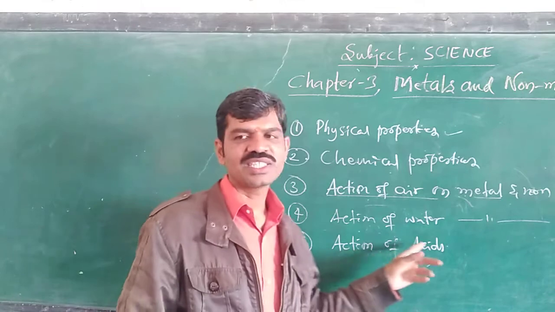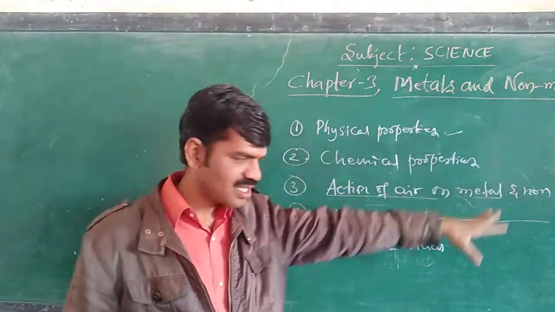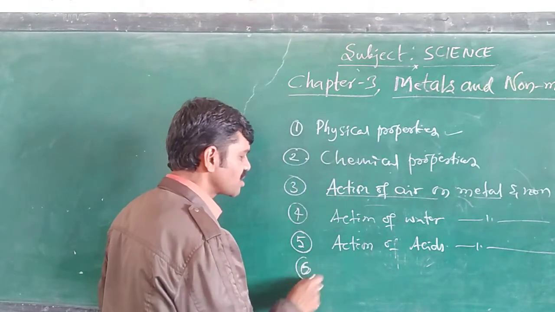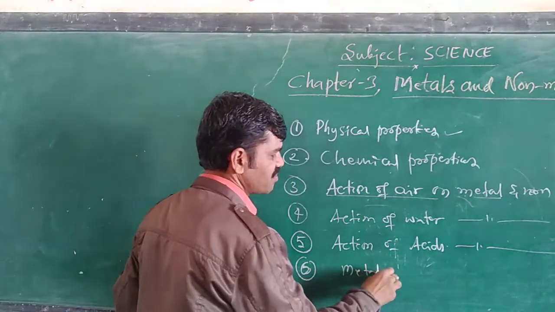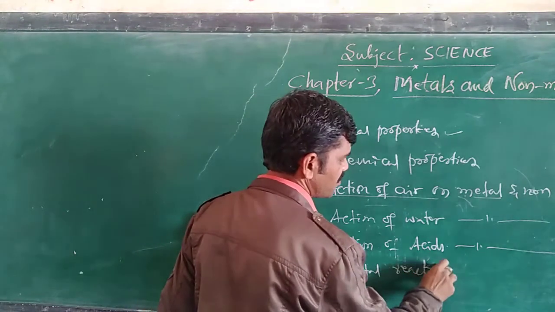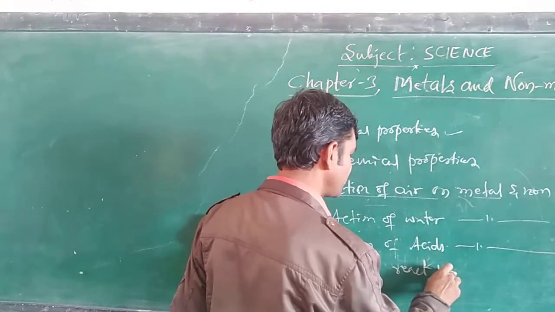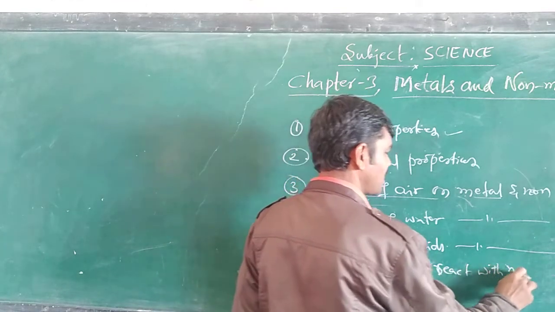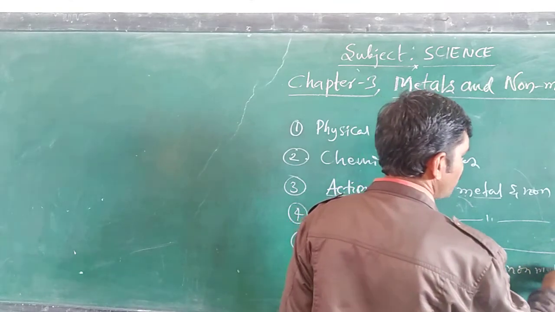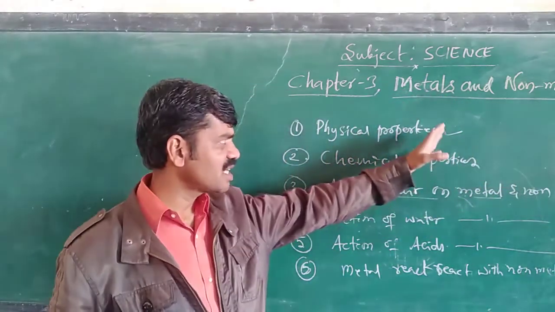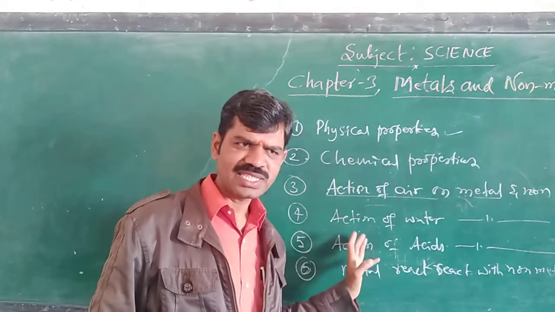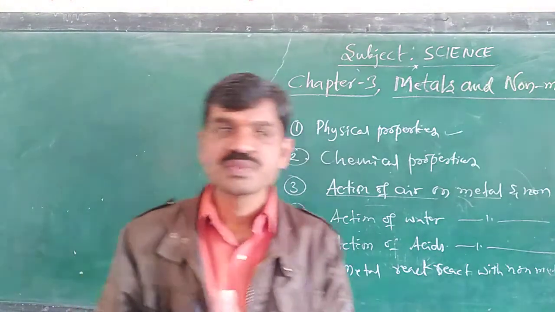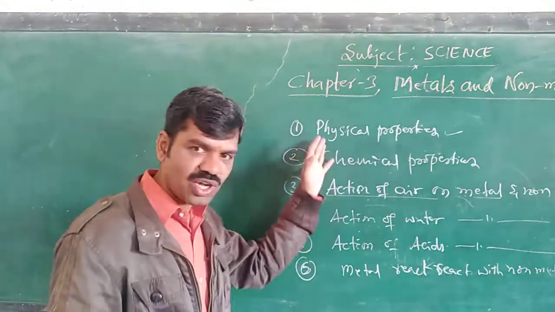How do these acids react with metals and non-metals? And how does metal react with non-metal? We know that metals and non-metals are going to react with air, water, acid. Then what happens when metal is going to react with non-metal? So that is what we are going to discuss in this chapter.